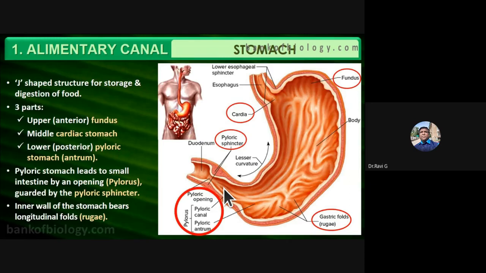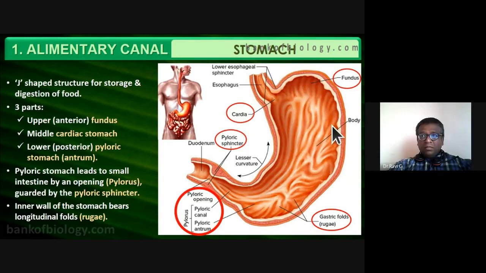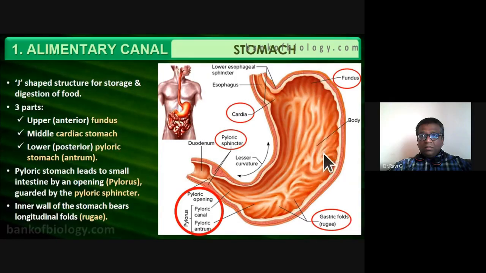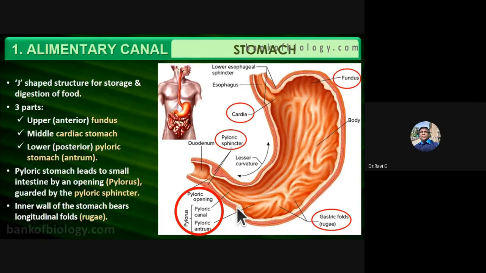The inner wall of the stomach bears longitudinal folds called rugae. They are also responsible for mild mechanical digestion in the stomach, but the major mechanical digestion is in the oral or buccal cavity. The rugae are the gastric folds found in the inner wall of the stomach, longitudinal folds called rugae.